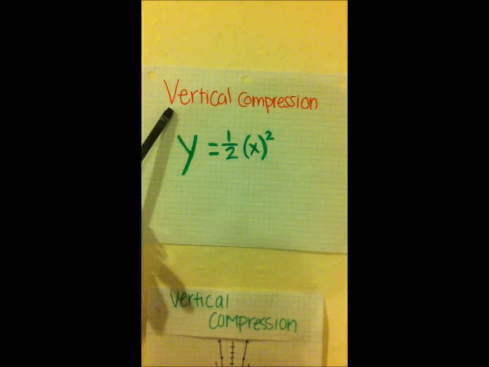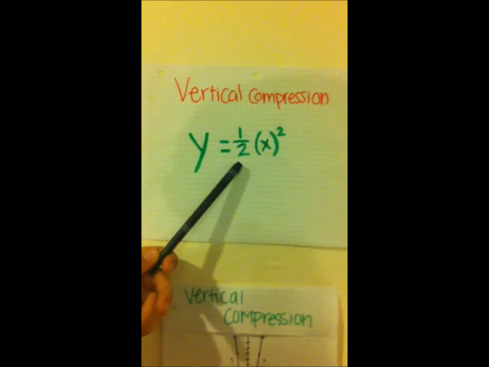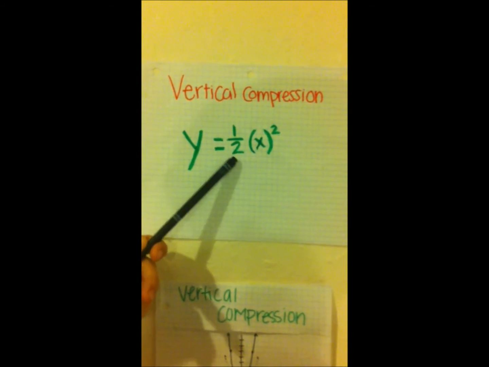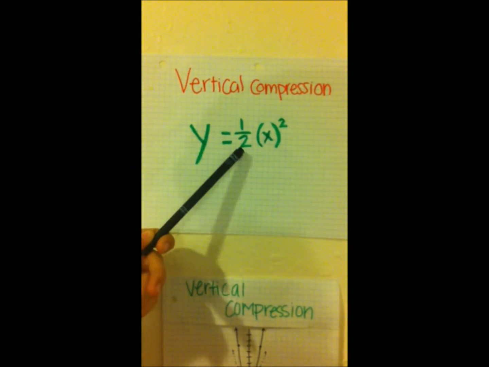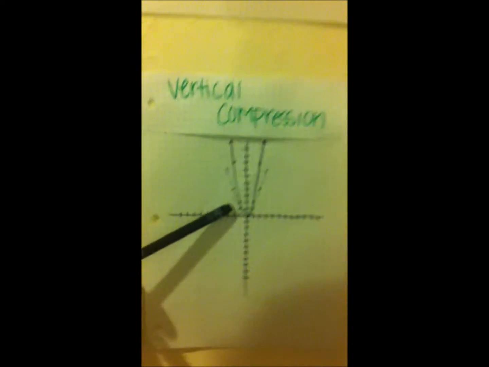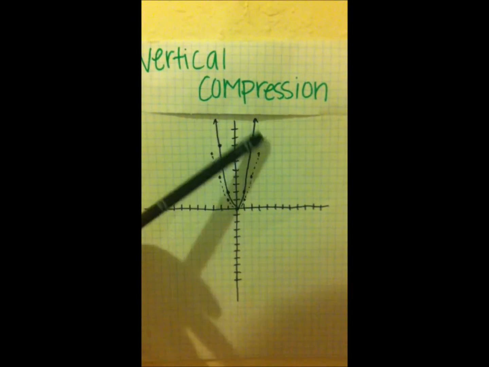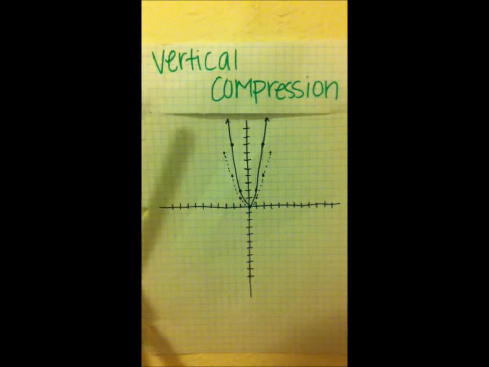Now for vertical compression, you also again want to look outside the parentheses for a number less than 1. For vertical compression, the graph always becomes narrower. And let's look at that. For example, you see the original graph, and now it becomes more narrow.